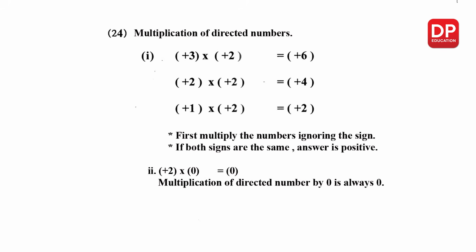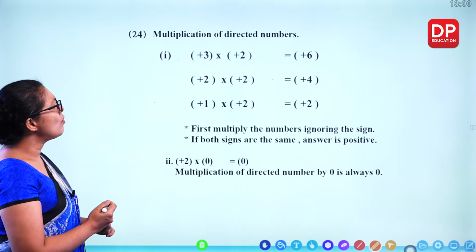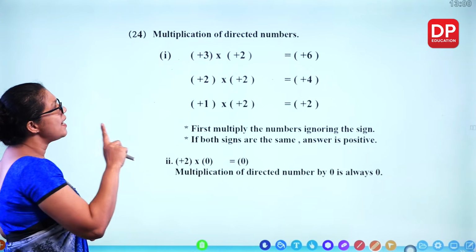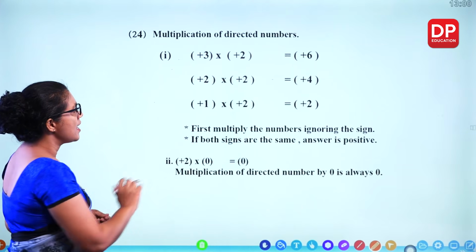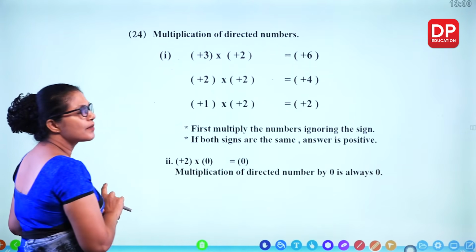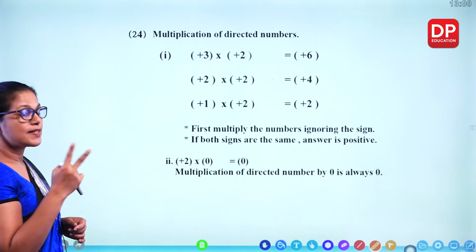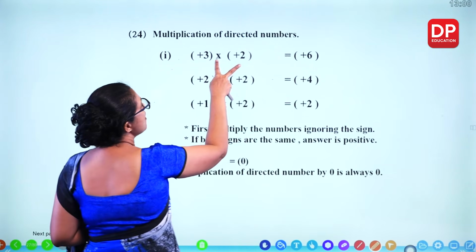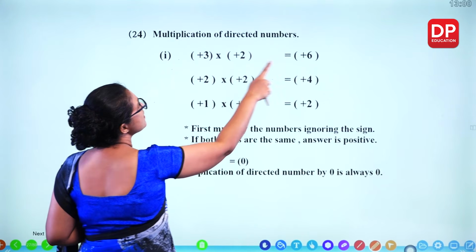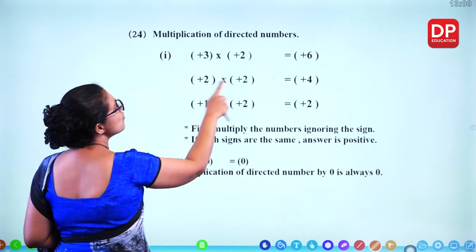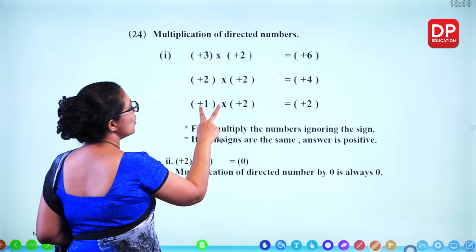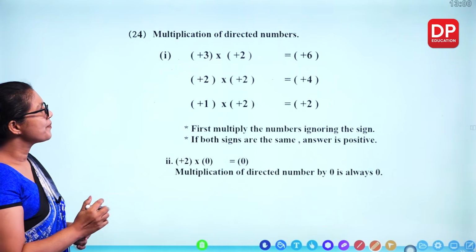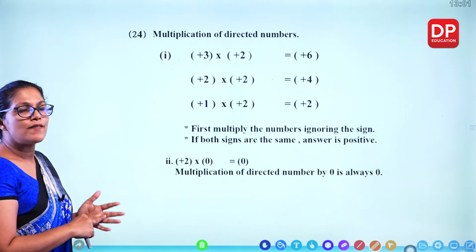Multiplication of directed numbers. So what we do? Ignore the sign. Just multiply the two numbers, and then if both signs are the same, answer is positive always. If the signs are different, you get a negative answer. 3 times 2, 6. Plus, plus, both signs are the same, you get plus 6. 2 and 2, 4. Both pluses, plus 4. 2 and 1, 2. Both pluses, you get plus. So remember, same sign, you get always positive.